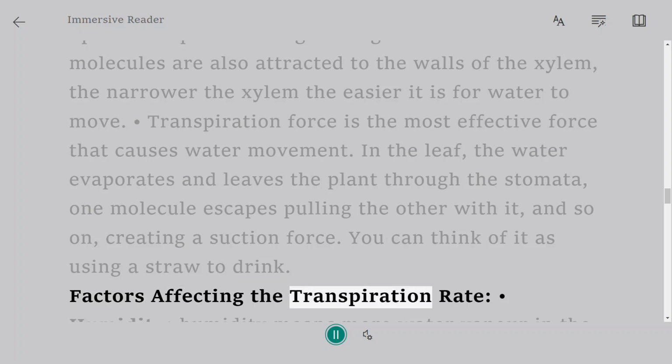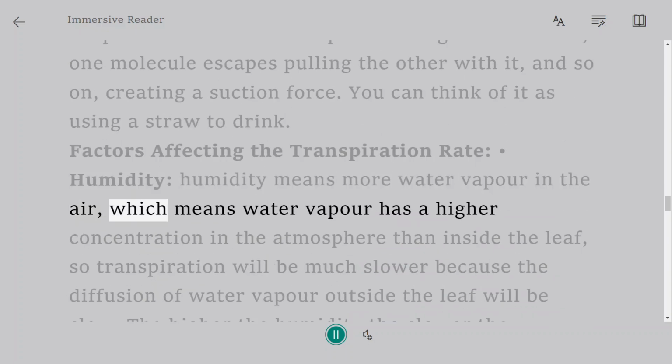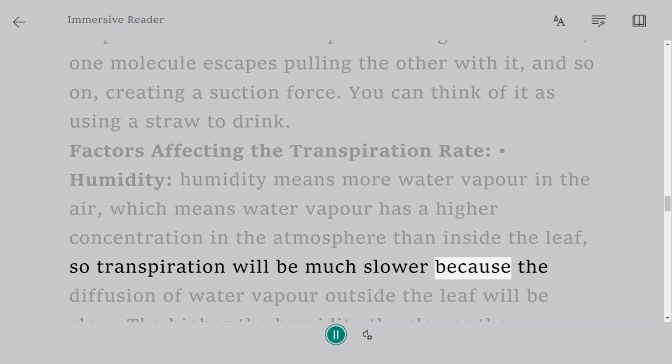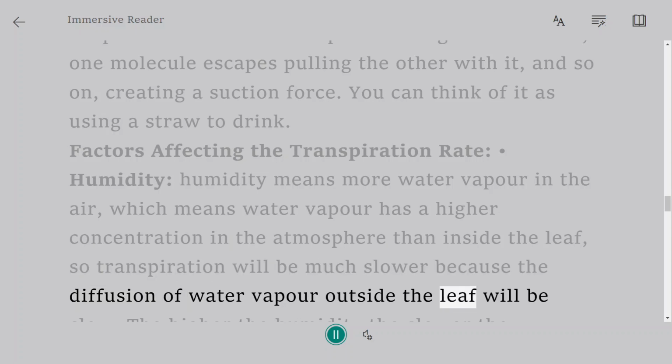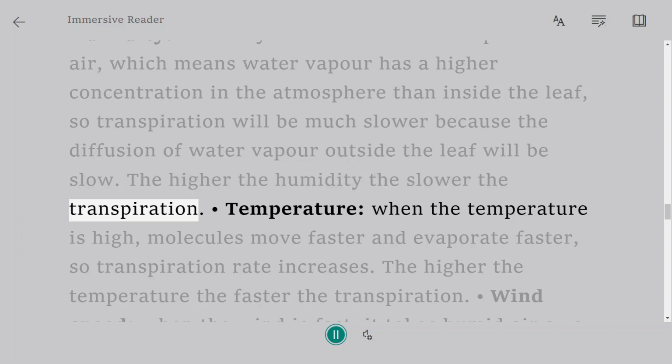Factors affecting the transpiration rate: humidity. Humidity means more water vapor in the air, which means water vapor has a higher concentration in the atmosphere than inside the leaf, so transpiration will be much slower because the diffusion of water vapor outside the leaf will be slow. The higher the humidity, the slower the transpiration.